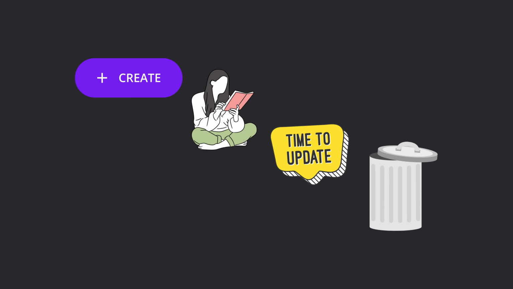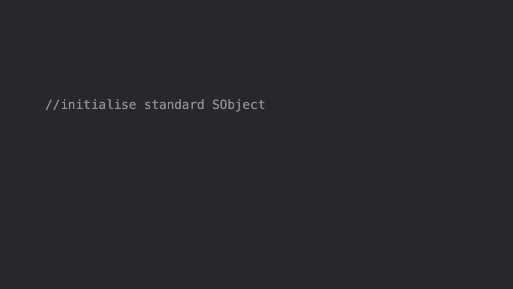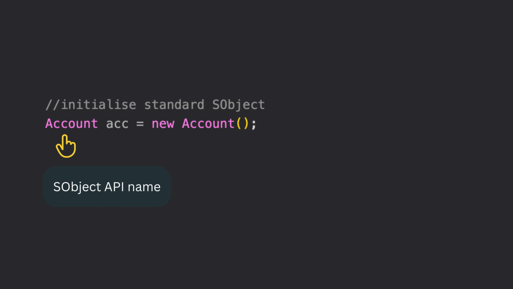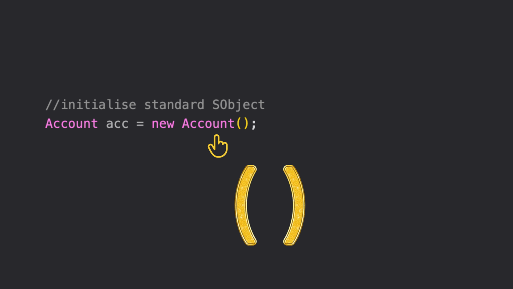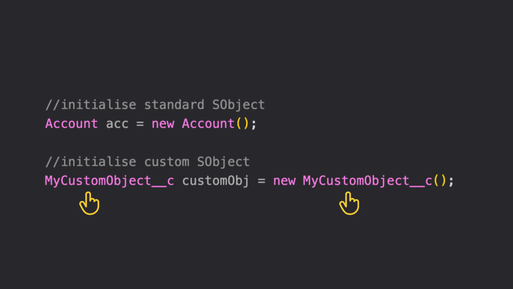There are times when we are required to do create, read, update, and delete operations on SObject records. To do that, we must initialize the SObject by defining the data type as the SObject API name, assigning a variable, and using the new keyword to let Apex know we are dealing with a new initialization, and finally call the SObject class. By default, every SObject in Salesforce will have its Apex class defined. Here's an example of a custom SObject being initialized.